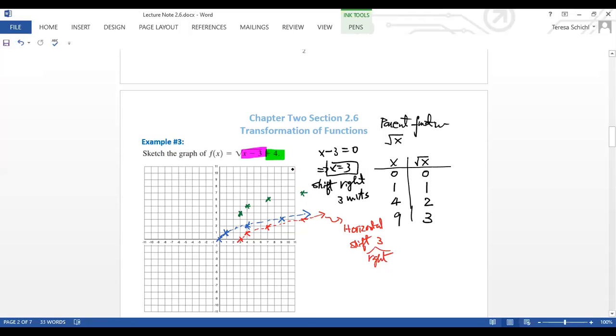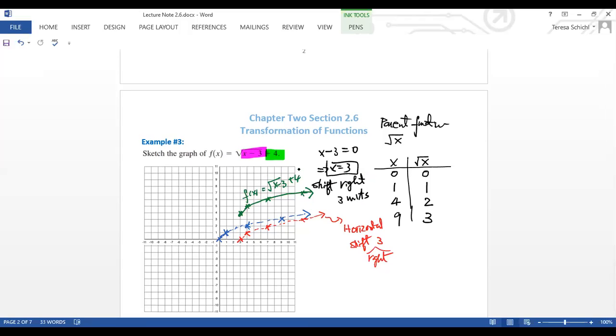Okay, so now I complete the whole transformation of this function, right? So now I can graph it with a solid line. So this is my function here, a finished product. This function is f of x equals the square root of x minus 3, plus 4. All right, so that's what you do here.